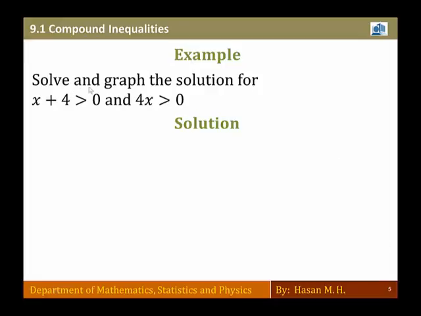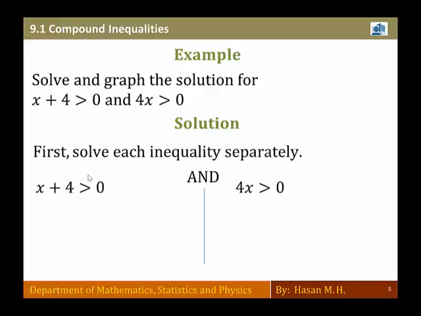Example: solve and graph the solution for x plus 4 greater than 0 and 4x greater than 0. First, solve each inequality separately. x plus 4 greater than 0. Move the 4 to the other side of the inequality symbol. We will have x greater than -4.